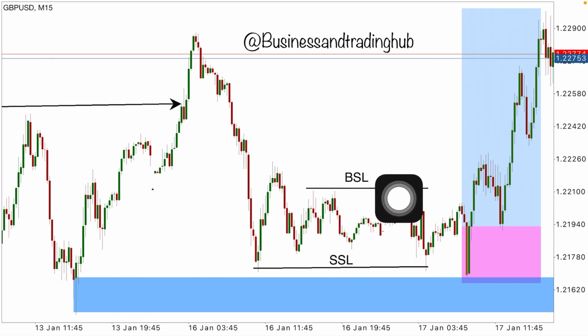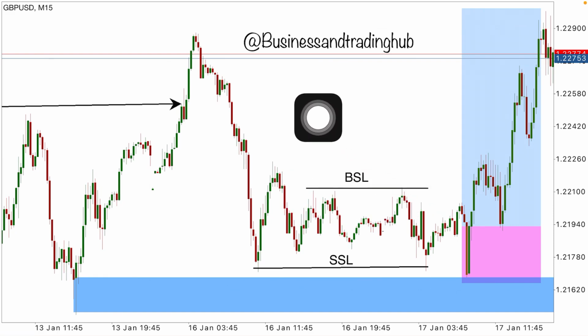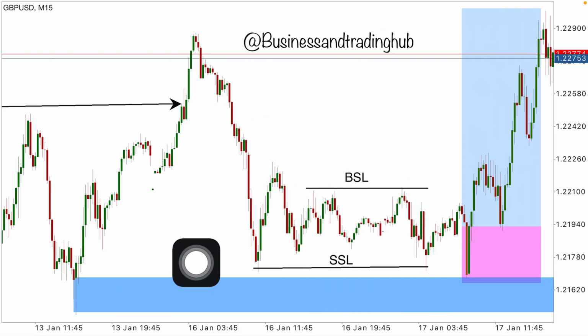These are stop losses for retailers who are engaged in a sell trade, thinking that this is a bearish flag. You see how the stop losses on both sides were raided. So if you cannot spot the liquidity, you will become the liquidity yourself. That is why you need to learn how to spot the liquidities, so that you can be on the right side of the market.